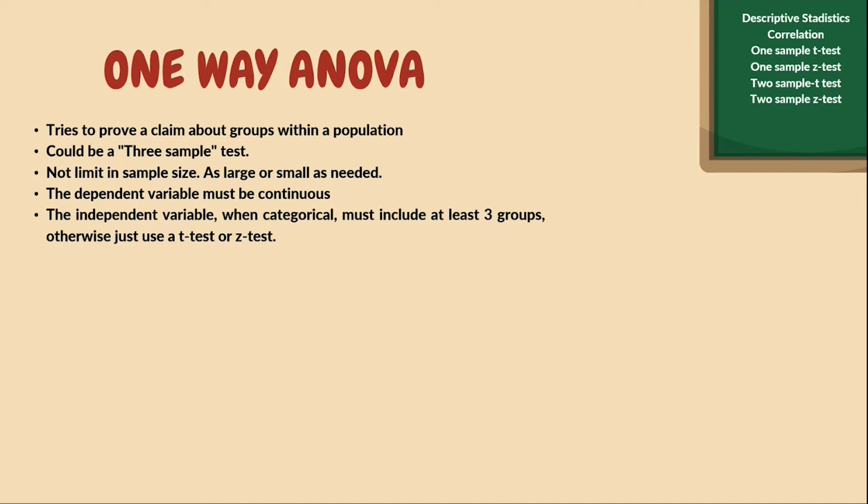Now, one-way ANOVA. ANOVA also tries to prove a claim about groups within a population. To understand it better, ANOVA could be a 3-sample test, since it can be conducted with 3 or more groups. There is not a limit in the sample size. It could be as large or as small as needed. The dependent variable must be continuous. The independent variable, when categorical, must include at least 3 groups. Otherwise, just use a t-test or a z-test, depending on the size of the sample.